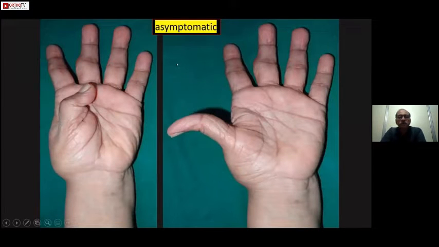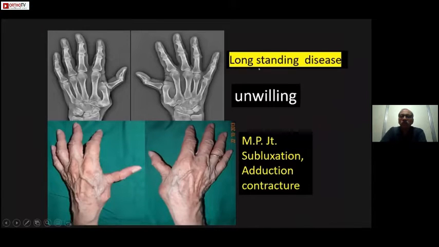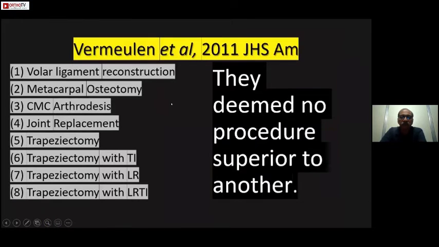And surprisingly, even with severe arthritis, many patients are asymptomatic and they say that there is no problem, only slight deformity. Occasionally they get pain when they do some severe household work or like opening a tight bottle. And even after long-standing disease, you can see this MP joint is subluxated here, there is an adduction contracture of the thumb, there is a Z deformity here. These patients are somehow unwilling for surgery. But even with this severe disease, you can see that this scaphotrapezial joint is normal. So basically, this also is a grade 3 disease.